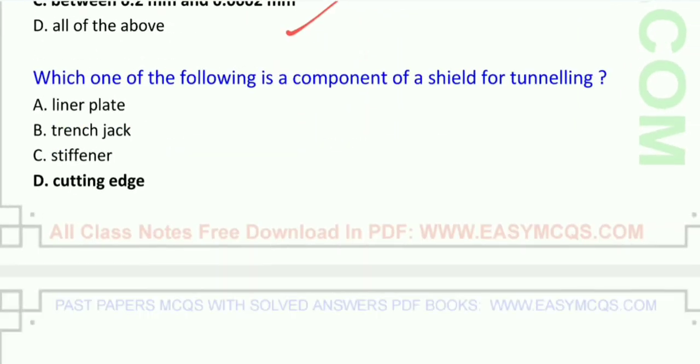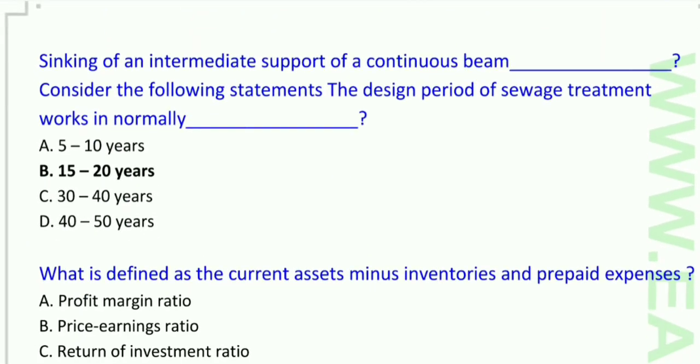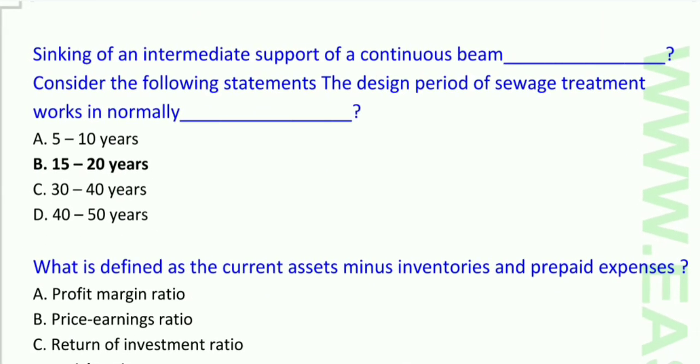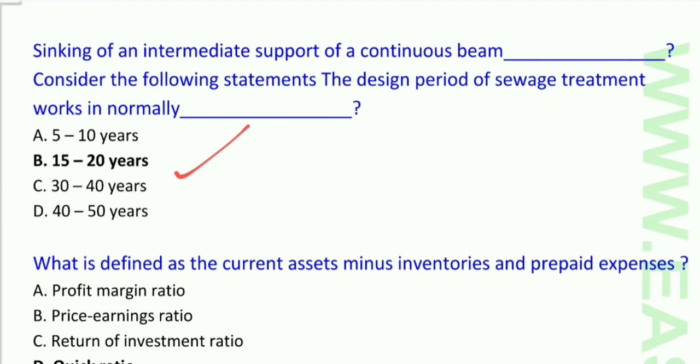Next, which one of the following is a component of shield for tunneling? Cutting edge. Next, sinking of an intermediate support of a continuous beam. Consider the following statement. The design period of sewage treatment work is normally. B is right, 15 to 20 years.